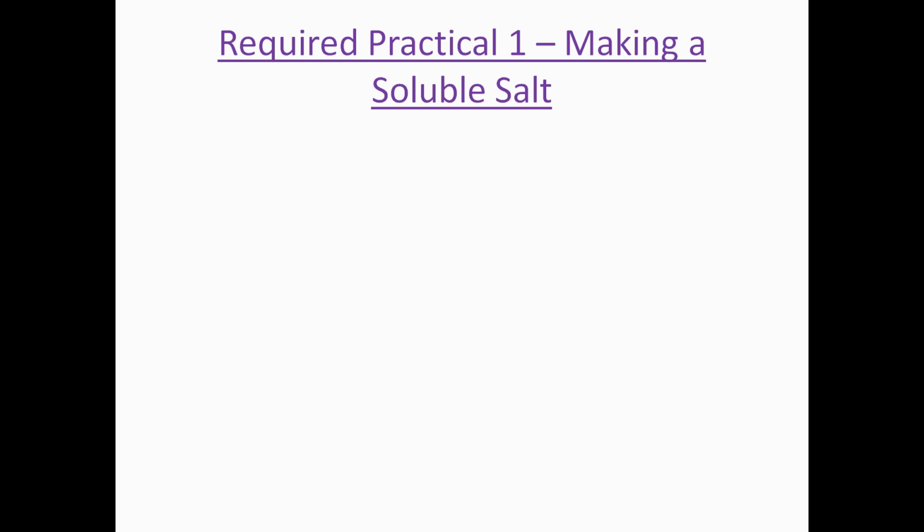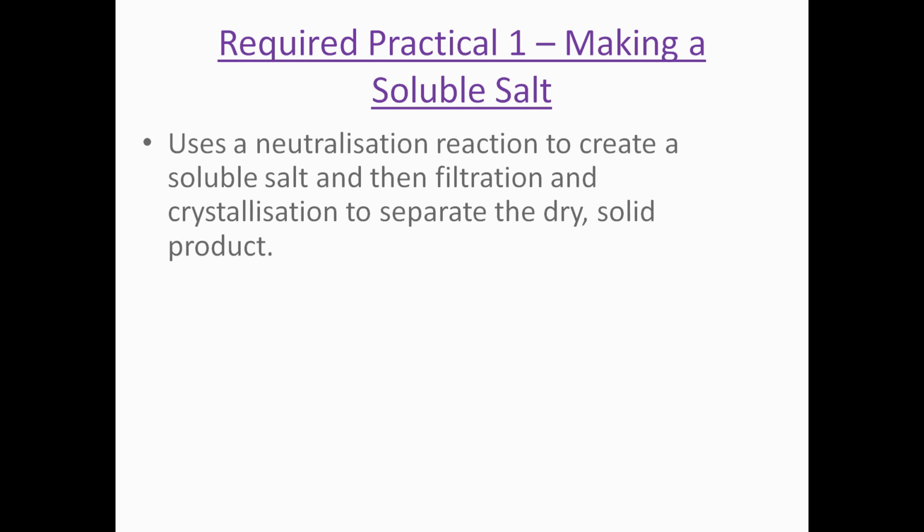Now, the required practical that comes with all of this is making a soluble salt. It's required practical 1 on AQA GCSE chemistry. In essence, we use a neutralization reaction between an acid and a base to create a soluble salt. We then filter it and crystallize what we get to separate the dry solid product, the soluble salt.